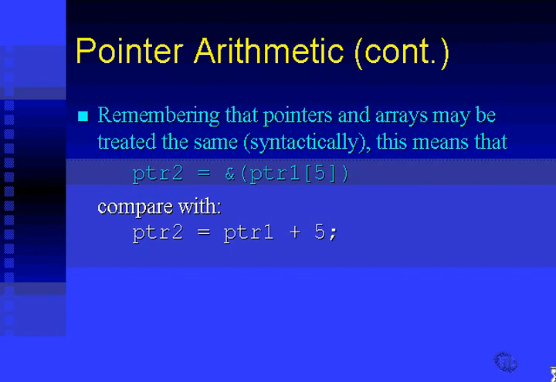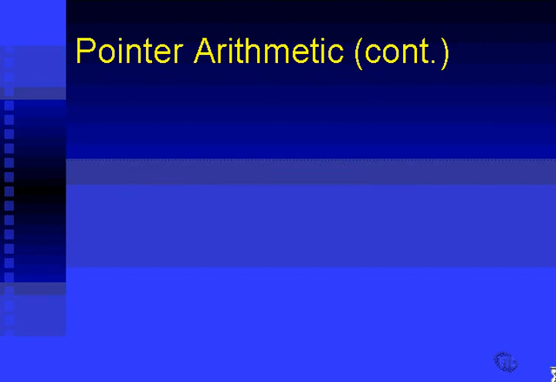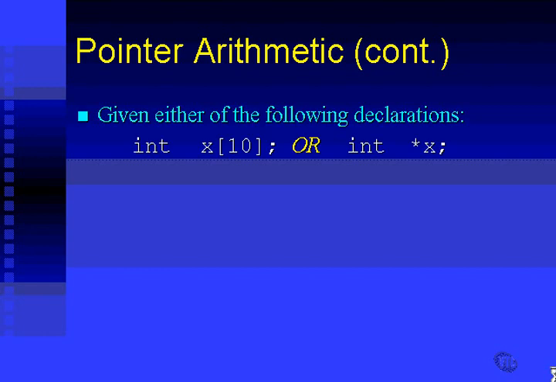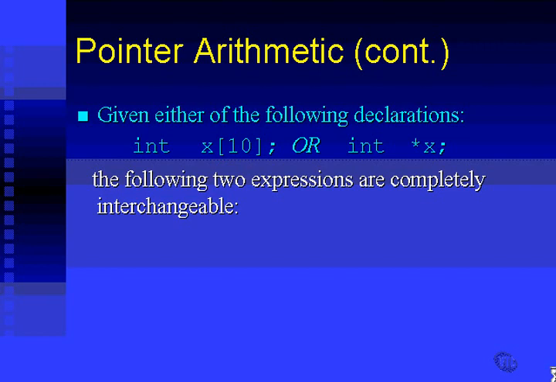This is a bit of a revelation to people. I remember when I first learned this, I just couldn't believe that it could possibly work. And then I went and I wrote a few experiments and compiled them, and they worked, and I just had to live with it because it does work. They are interchangeable, completely interchangeable. Here's another way that they're interchangeable. If x is a pointer or an array, it doesn't matter which, then these two expressions are interchangeable.